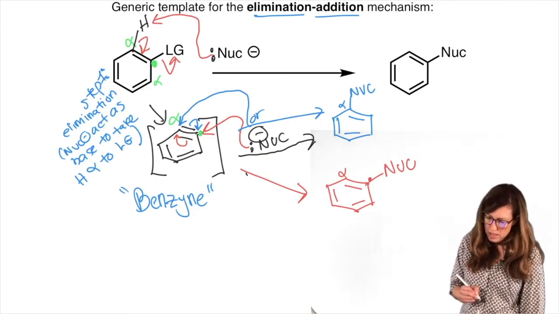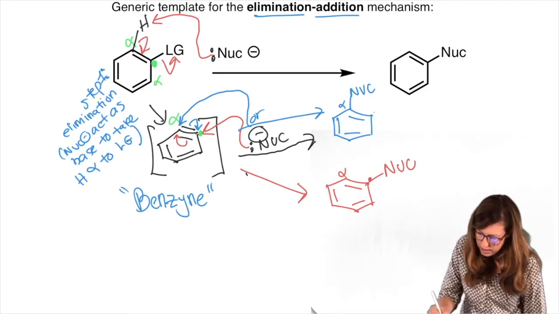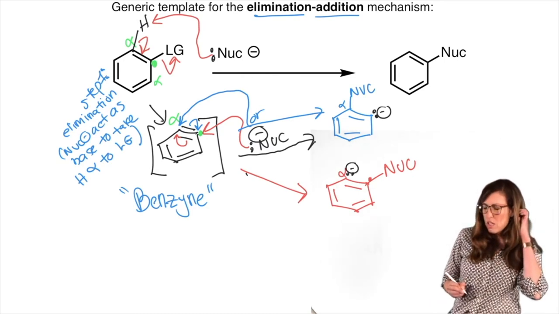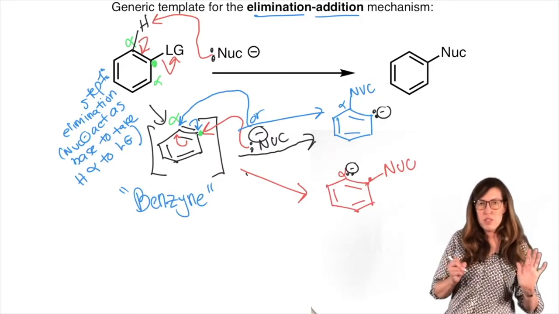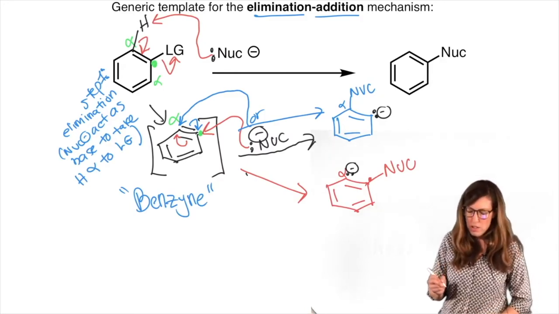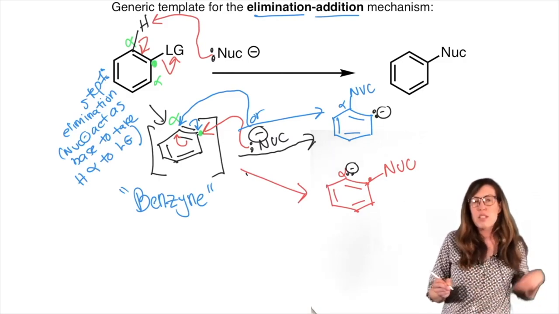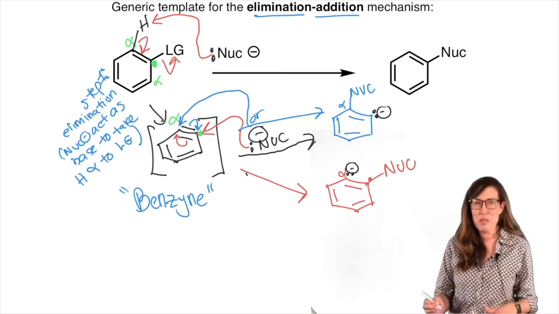I am missing something. Yes, I opened up the pi bond, the electrons are still there. So in the blue case, they landed here. In the red case, they landed here. Okay. So in this generic template, it did not matter, thanks to symmetry, that two routes were possible, the blue and the red. If there's something to break that symmetry, then you've got to be careful about that. And we will do an example with that, but there's many more in the homework as well.